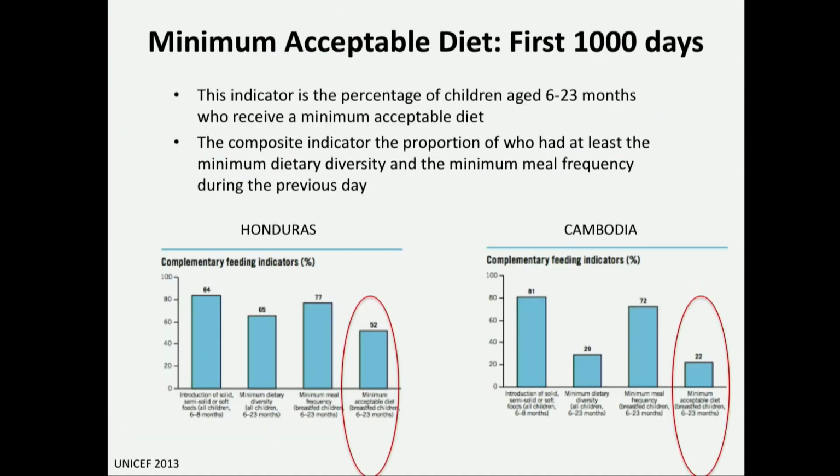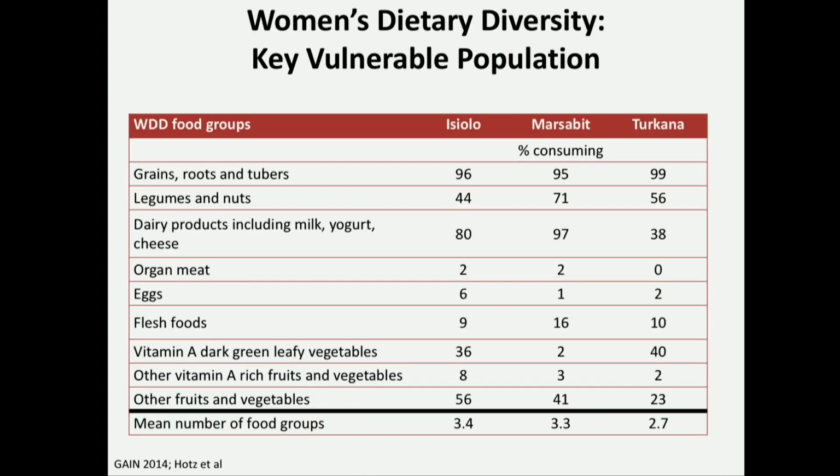Minimum acceptable diet. So why women, really quick? Women are one of the most vulnerable populations, right? So it's from a nutritional perspective. So we really are interested in understanding women's diets because it influences the household.